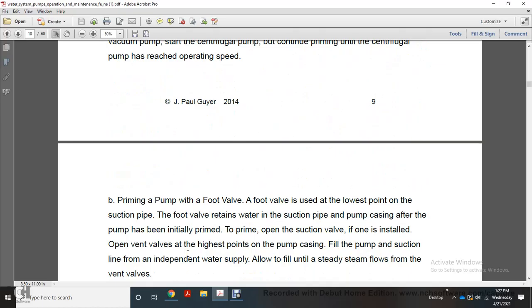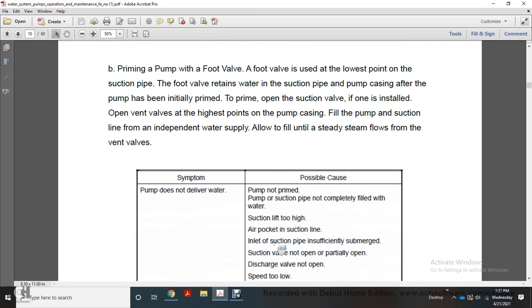Priming the pump with the foot valve. The foot valve is usually at the lowest point of the suction pipe and retains the water in the suction pipe and pump casing. After the pump has been initially primed, open the suction valve. If one is installed, open the vent valve at the highest point of the pump casing. Fill the pump and the suction line with an independent water supply. Allow it to fill until a steady stream flows from the vent valves.